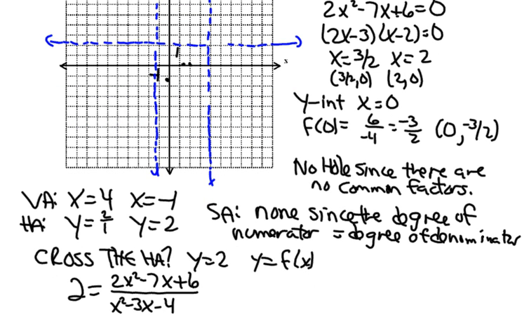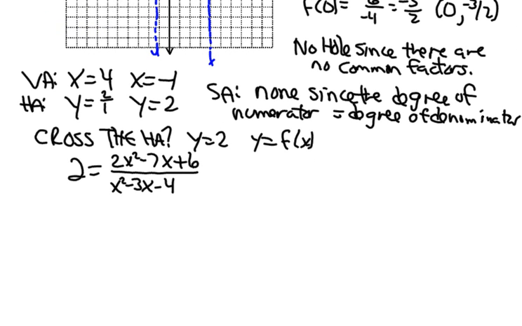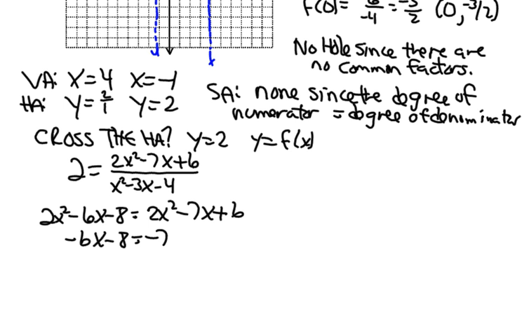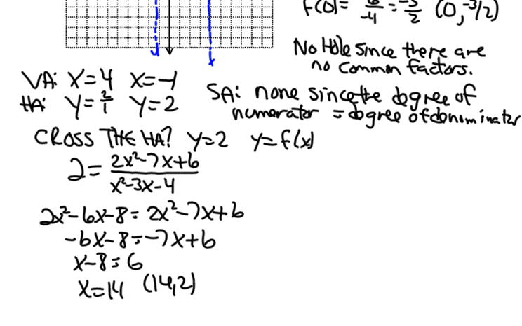So I want to solve this equation for x. Okay, I'm going to multiply both sides by x squared minus 3x minus 4. So that's 2x squared minus 6x minus 8 equal to 2x squared minus 7x plus 6. Notice the 2x squared terms subtract out. Okay. Add 7x to both sides. And add 8. So at the ordered pair (14, 2), I am going to cross the horizontal asymptote.